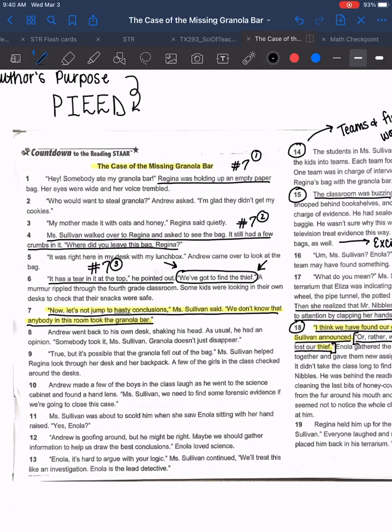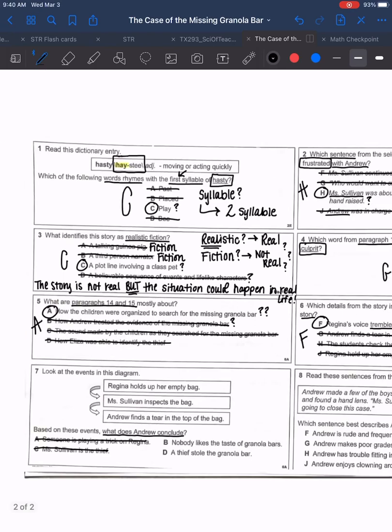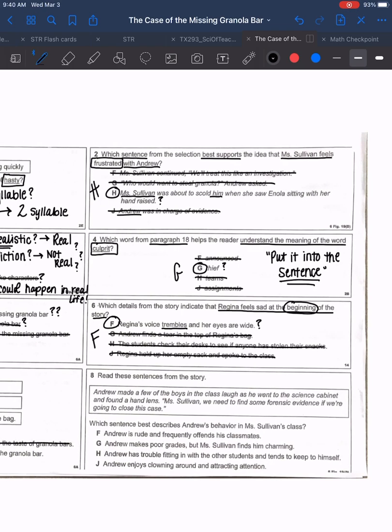Then on B, he says something about the granola. Well, here is what he says about the granola and questioning why someone would want granola, but it's in between the first and second part. It doesn't come after for Andrew to conclude it. So that's definitely not going to be our answer either. So we're going to cross that out. D, a thief stole the granola bar. Well, we already know that that's something Andrew said right after the third one. So D is our answer.